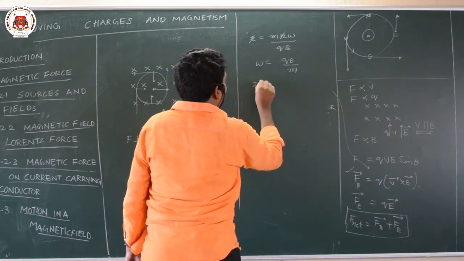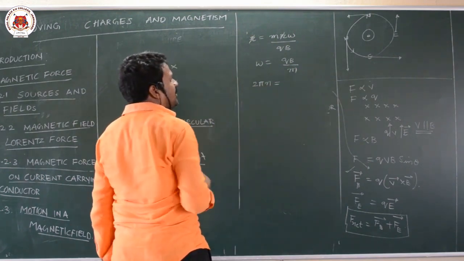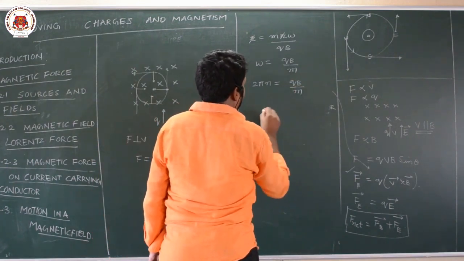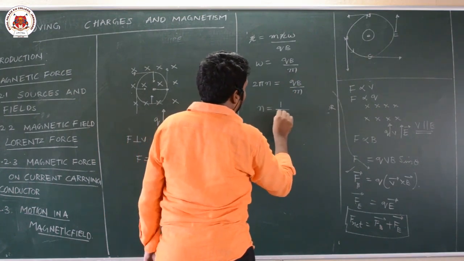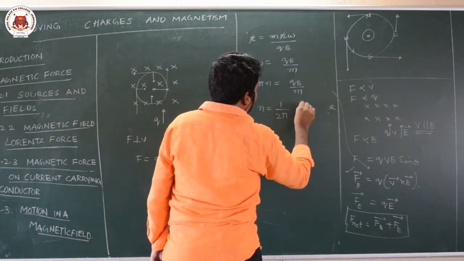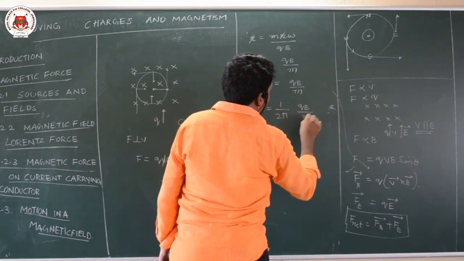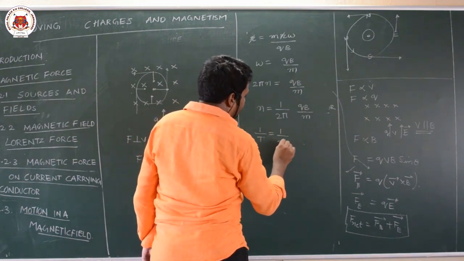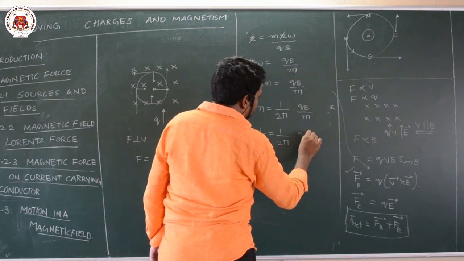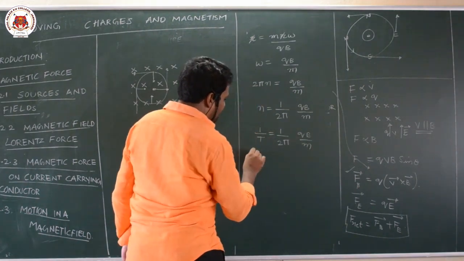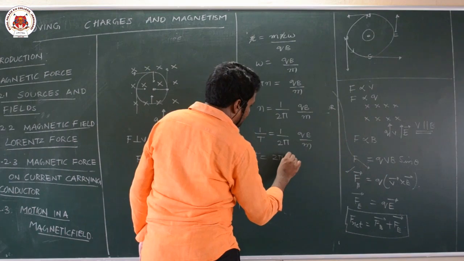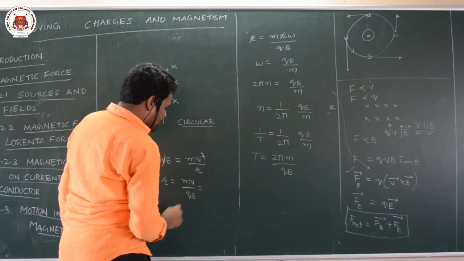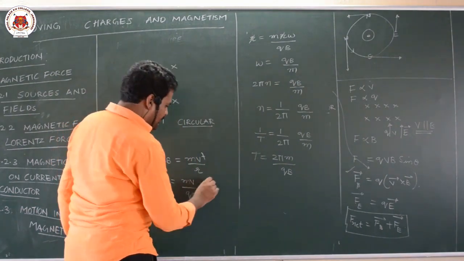2 pi n is the value of omega, so the frequency is n equal to 1 by 2 pi into qb by m. And 1 by frequency is the time period, so 1 by t is equal to 1 by 2 pi qb by m. Then the time period is 2 pi m by qb. And here r can also be written as mv, which is nothing but momentum p, by qb.